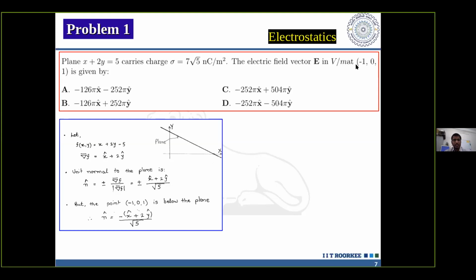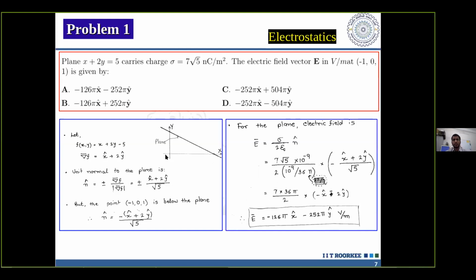Look at the point. This point is below, because x is equal to minus 1, somewhere here, and y is equal to 0 is here, and z is one unit outside the plane of the slide. So this is below the plane, and by convention I will choose it as negative. Once that is done, there is nothing left in the problem. You just write the electric field of a plane as sigma over 2 epsilon naught n cap, and substitute all these values. You see, there is a problem. You can see that I had made a mistake while putting it.